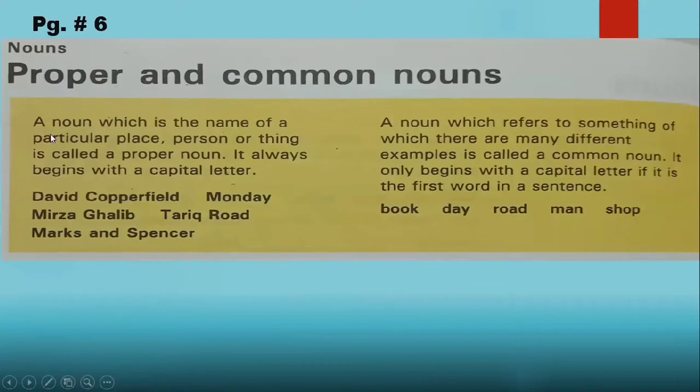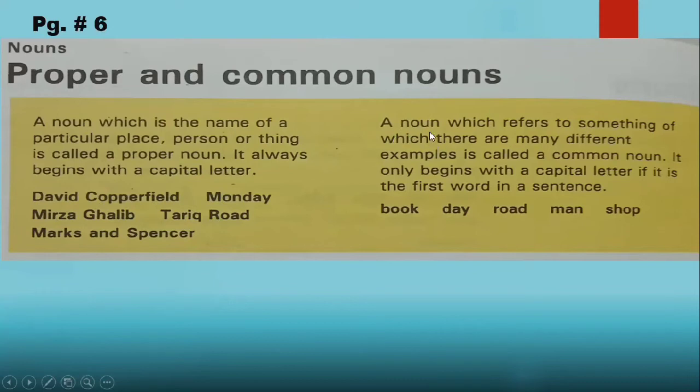Okay, now we just discussed it before. Let's read. A noun, which is a name of a particular place, person, or thing, is called a proper noun. It always begins with a capital letter. David Copperfield, Monday, Mirza Ghalib, Tariq Road, Marks and Spencer. All these are specific names, okay? So they begin with a capital letter and they are called proper nouns.